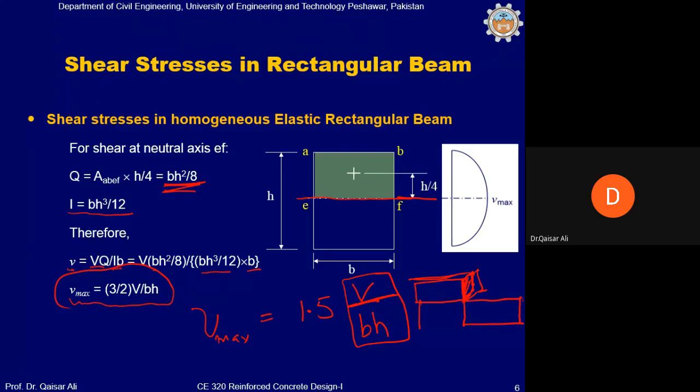Okay. If we want to draw V by BH on this shear stress diagram, this value remains constant and can be drawn like this. Because 1.5 times this means that the maximum is 50% more than this. If we draw this V by BH on this diagram, it will be like this. V by BH is the shear stress, and the maximum is 1.5 times greater than this. If we assume that shear stress varies in this manner through the depth of the beam, then the maximum stress will be 1.5 times this.